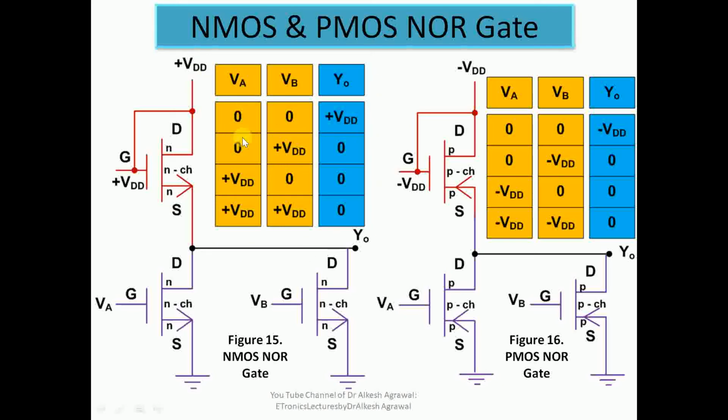Here we can see, when VA is 0 and VB is 0, that is, when VA is given a low logic and VB is given a low logic, in that case both transistors will go into cutoff mode, and in that state the output is pulled up by the supply. So we get the output VDD. In the remaining three conditions, if VB is given a high logic or VA is given a high logic, when VA is given a high logic, this transistor will be on and the output is pulled down to ground. If VB is given a high logic, again this transistor will be on and the output is pulled down to ground. And when both transistors are given a high logic, that is, plus VDD and plus VDD, both transistors will be on and the output is pulled down to ground. So in all three cases we get a low logic output.